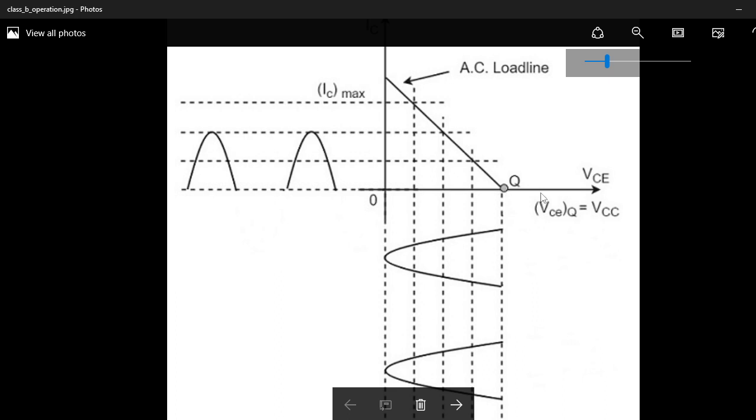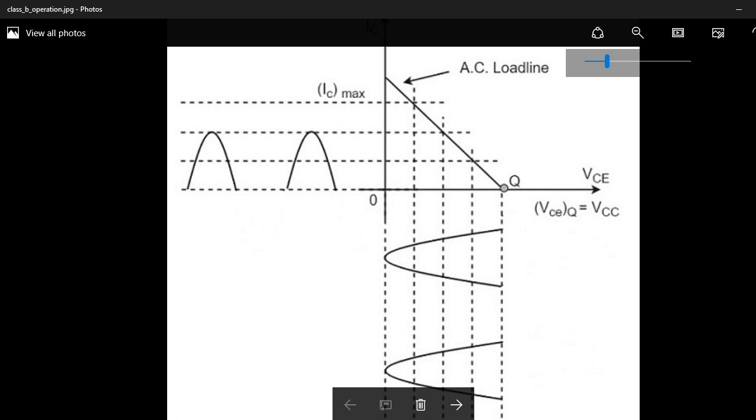So VCE is taken on the x-axis, IC on the y-axis. But it is operated in Class B mode. That means transistors are operated at the cutoff point. So this is the cutoff point. So only one half cycle is possible. That means 180 degrees conduction angle is possible. So the maximum swing is VCC.